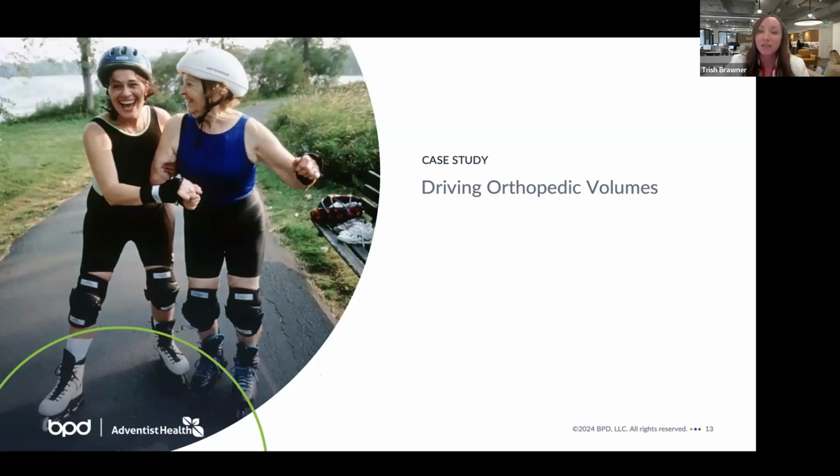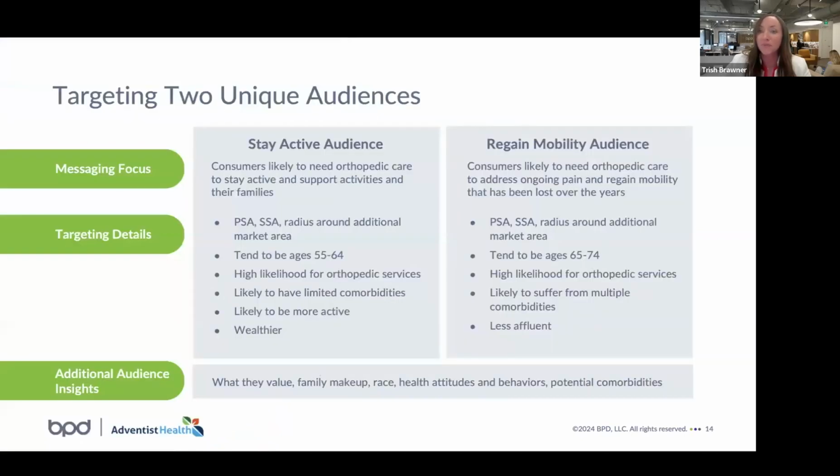So in this case, in one of the Adventist Health markets, orthopedic was a service line that was a priority. And we went through that whole SAM model to identify that this was one area that we really wanted to run one of these campaigns. As we started to dig into the data, it really led us to the direction of having two distinct audiences. And we're going to talk through some of the specifics about each of those audiences.